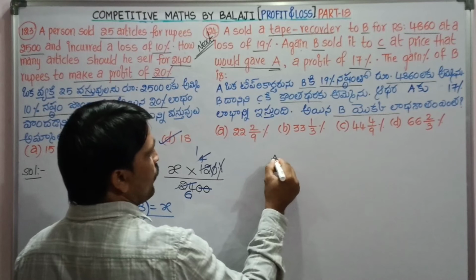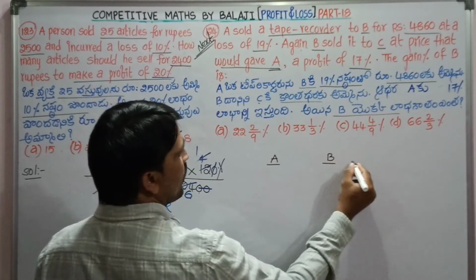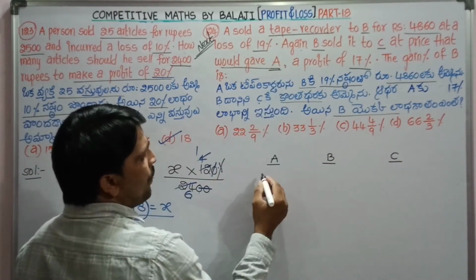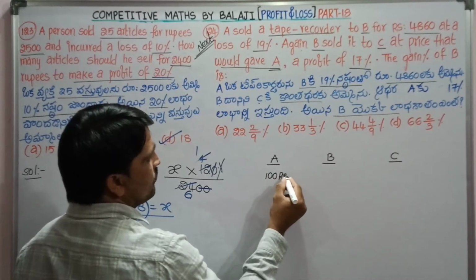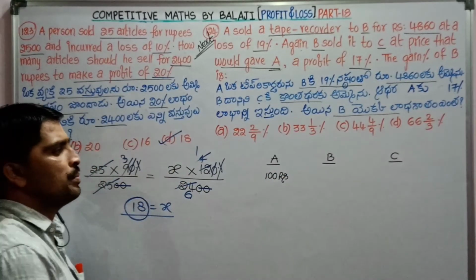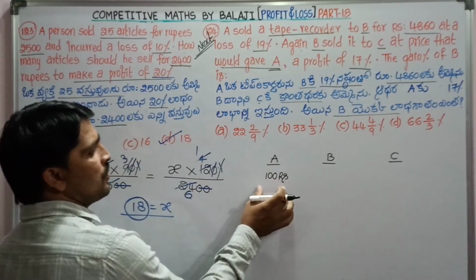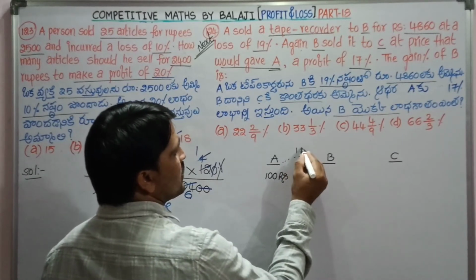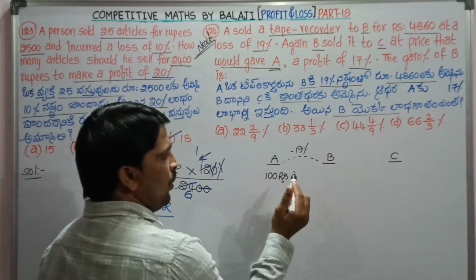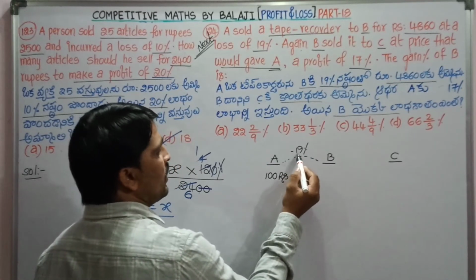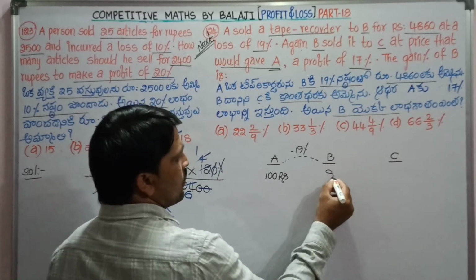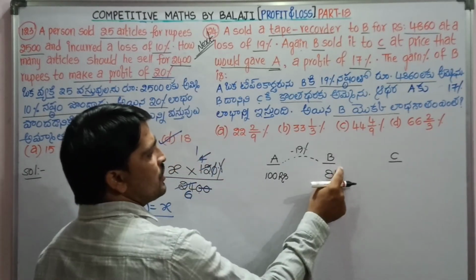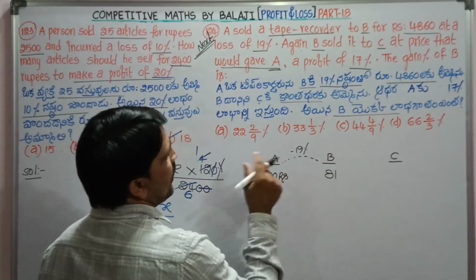Suppose here we have A, B and C. Suppose A bought the tape recorder for rupees 100. Let us suppose investment of A is 100 rupees. That is, the cost price of the tape recorder for A is 100 rupees. And he sold at a loss of 19%. What is the practical meaning of 19%? For every 100, 19 rupees are loss. So, the cost price of B is 81 and the selling price of A is 81. This is the cost price for B and selling price for A.